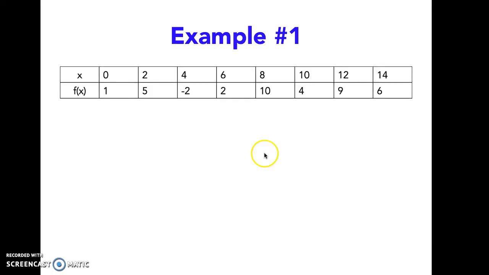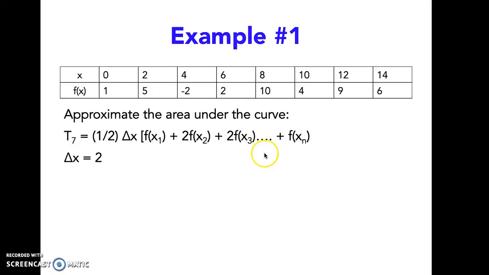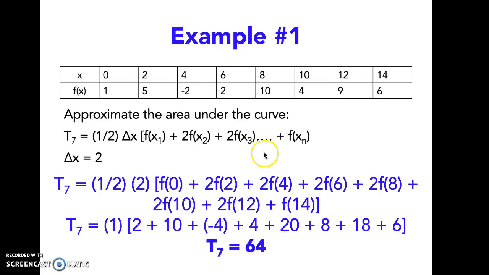Example 1. We are given a table here with equal delta x's, and we have to approximate the area under the curve using the formula. And we want to use 7 trapezoids because obviously we have 8 values, so 7 trapezoids. And we get that delta x equals 2.